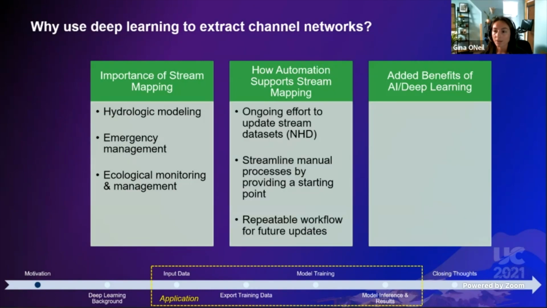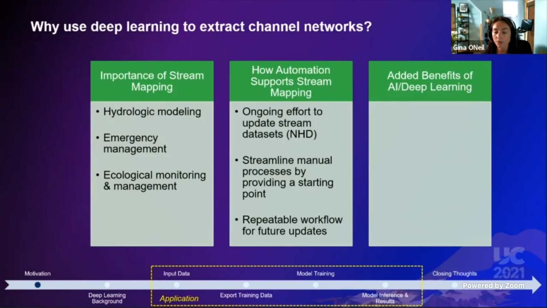So given that there is so much importance in knowing where streams are, it's also really important that we have some accurate inventories of channel networks. So that motivates this ongoing effort that's happening right now to update some stream data sets, such as the National Hydrography Dataset. And the process of updating this data, especially at a national scale, can be very costly and time consuming. And that's where there's a lot of potential for incorporating automated techniques, which can help streamline some of those manual processes by providing a starting point or an initial screening of where streams are likely to be.